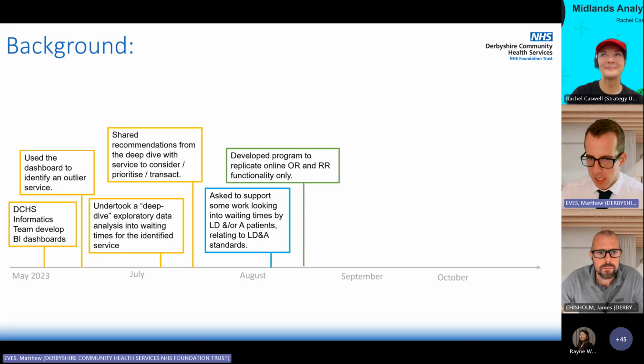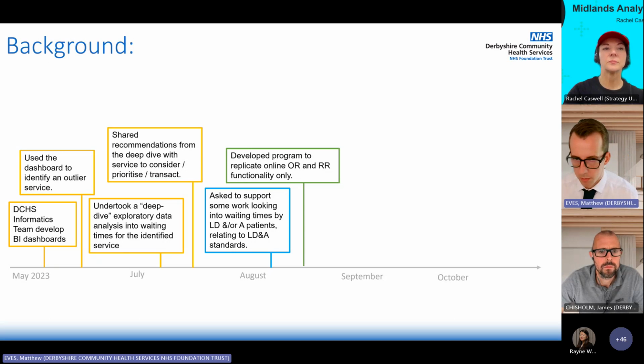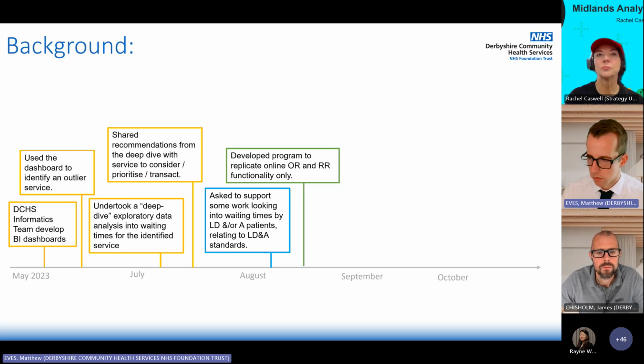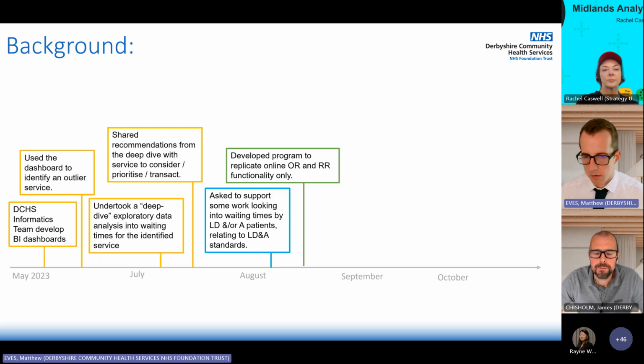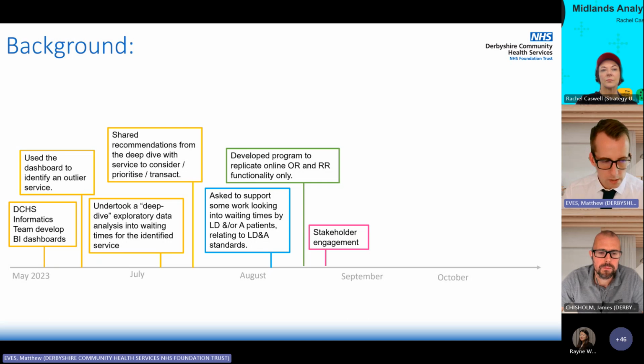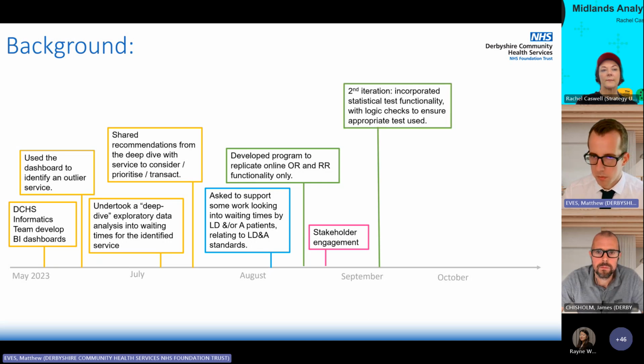So at this point, this work was undertaken and a response provided, but it prompted a thought, which was maybe we could look to scale this a little bit more and beyond LD and/or A patients. So we started to develop the first iteration of the tool, which was just to replicate the online odds ratio and relative risk calculators that are easily available, functionality only. So at this point, it was really just to replicate what is already available, so no efficiency gain. We did a little bit of stakeholder engagement, got some thoughts on that, and then iterated once more.